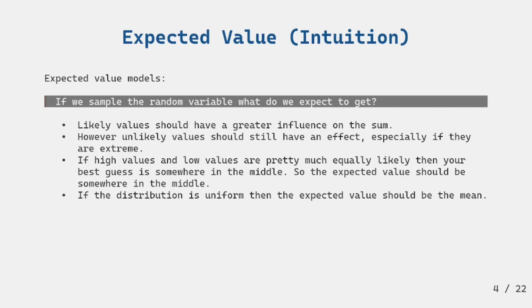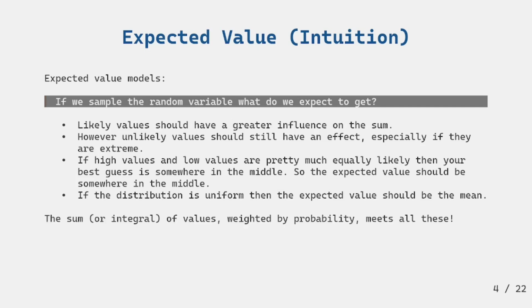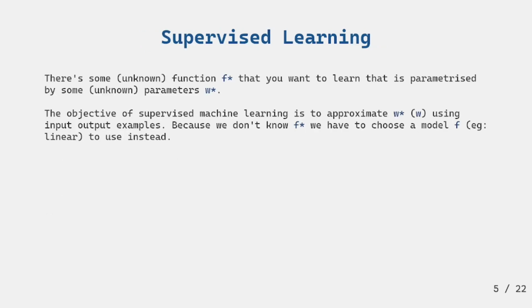If you're playing the lottery, even though the chance that you win $1 million is really, really low, you can still expect to win a bit of money because there's still a chance, right? And if the distribution is uniform, then the expected value should be the mean of the outputs. And so the sum or integral weighted by probability meets all these criteria.